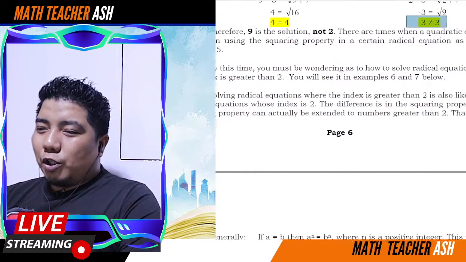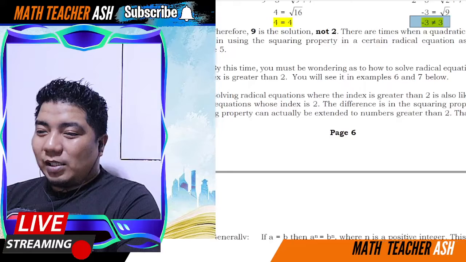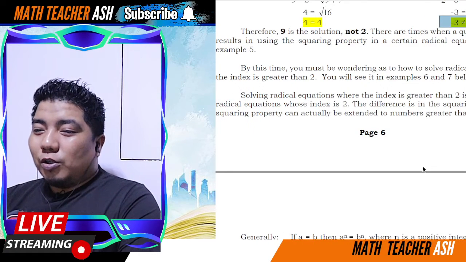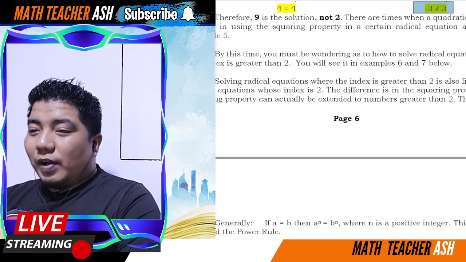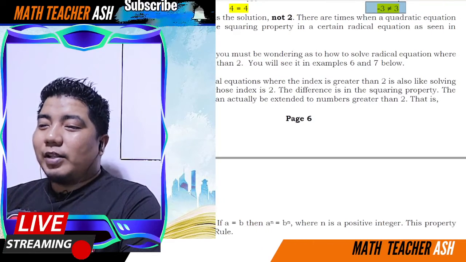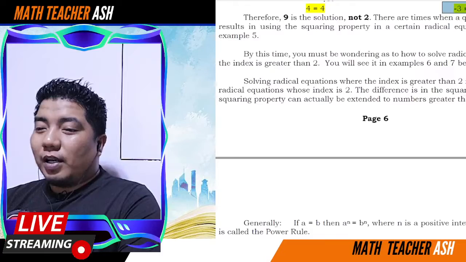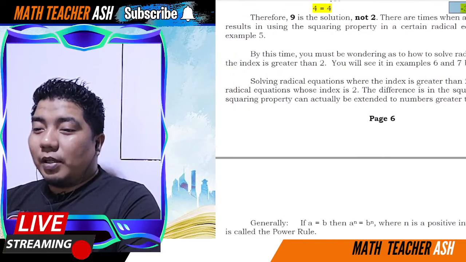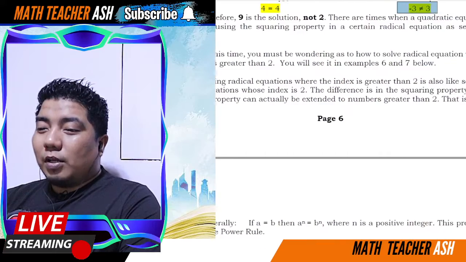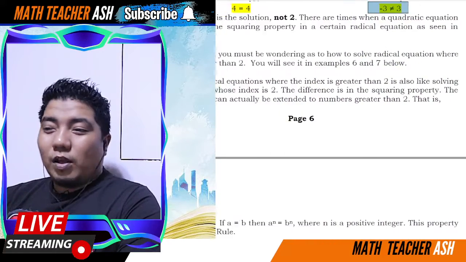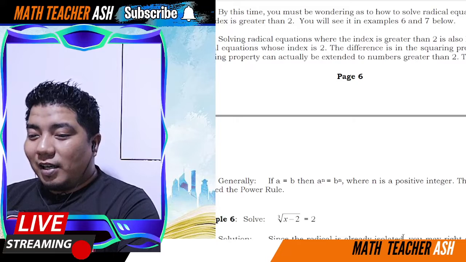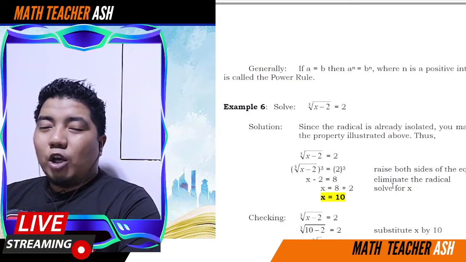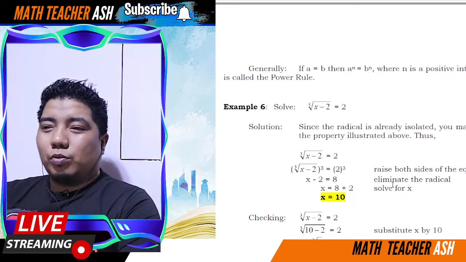Okay. So, if that is the case, what we will do is, of course, yun din ang magiging power mo. So, solving radical equations where the index is greater than 2 is also like solving radical equations whose index is 2. The difference is in the squaring property. The squaring property can actually be extended to numbers greater than 2. That is, generally, ayan. So, if we have cube root, ito, example number 6. Cube root of x minus 2 is equal to 2.